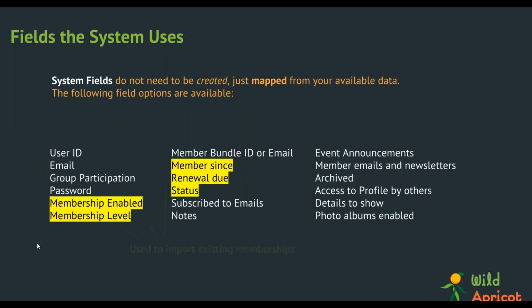And then these ones that are highlighted right now, for example, are used to import existing memberships. So you'll need to know whether it's enabled, what level it is, when they joined, when the renewal date is, and what the active status of their membership is as it goes forward. So you'll want to do something to match these system fields as best as possible, and using that export method I talked about earlier will certainly give you a list of all of these fields on the spreadsheet. That's why I recommend it.